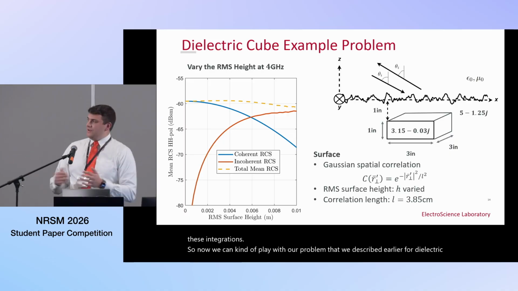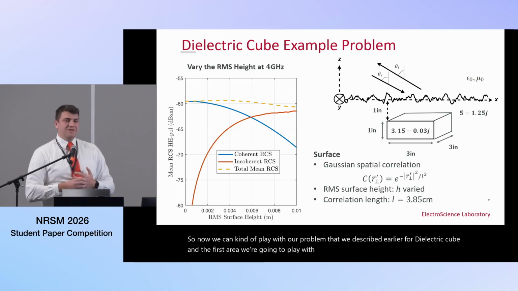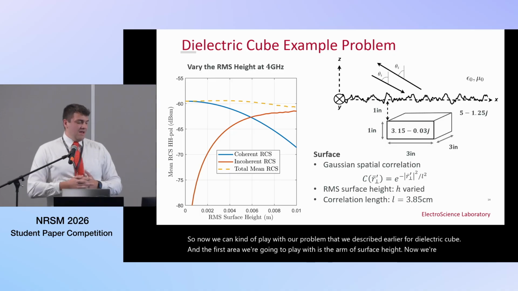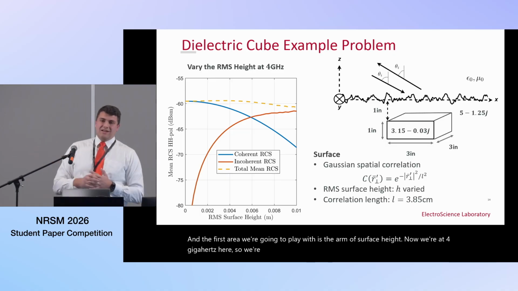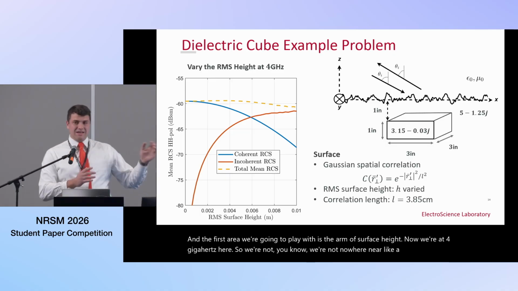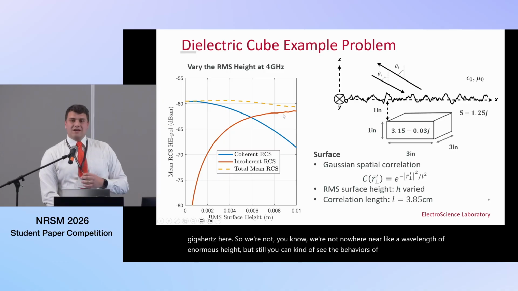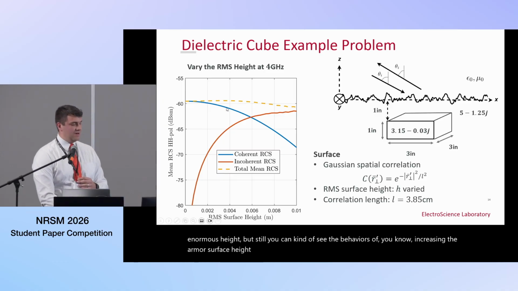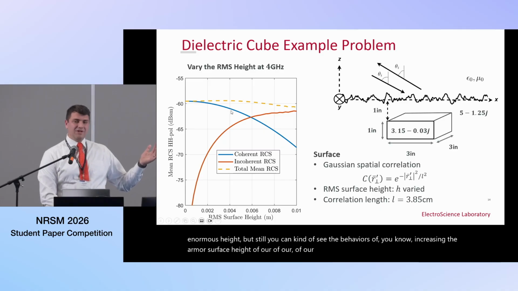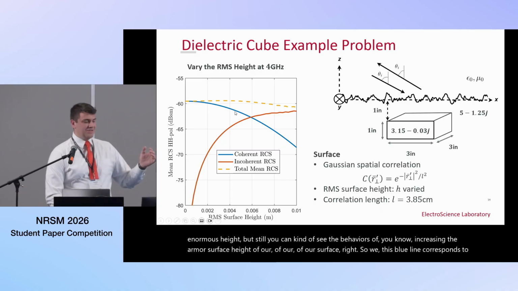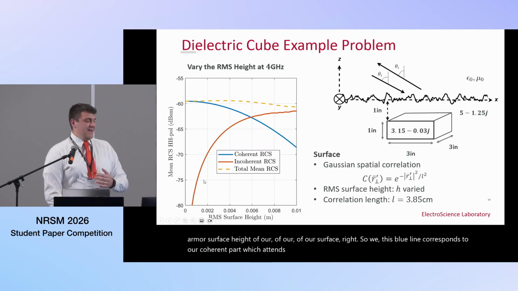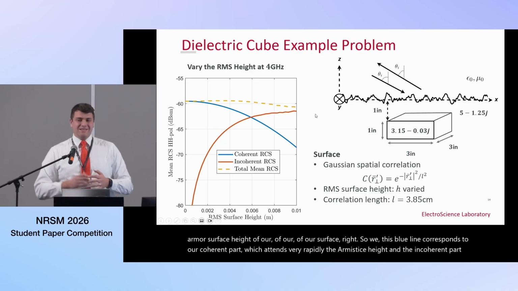And the first variable we're going to play with is the RMS surface height. We're at 4 gigahertz here, so we're nowhere near a wavelength in RMS height, but still you can see the behaviors of increasing the RMS surface height of our surface. This blue line corresponds to our coherent part, which attenuates very rapidly with RMS height, and the incoherent part is increasing with RMS height and taking its place.